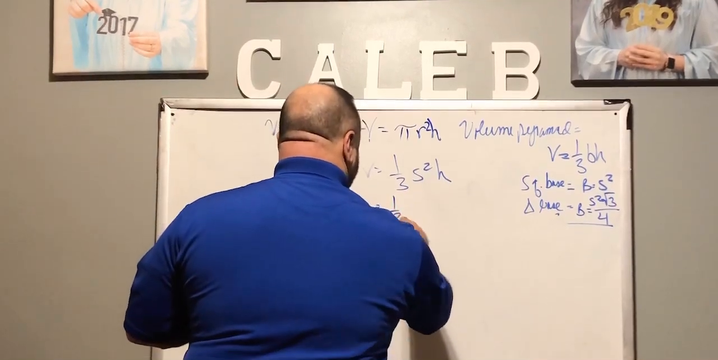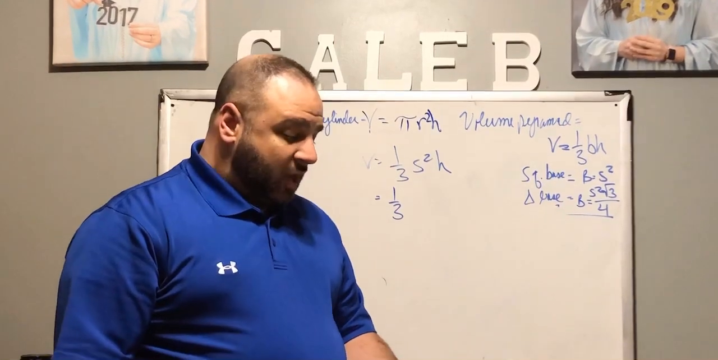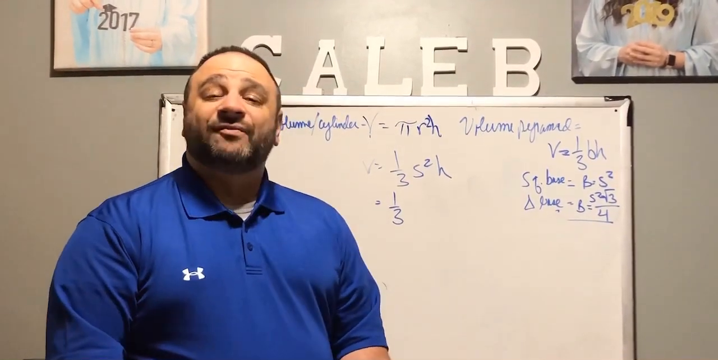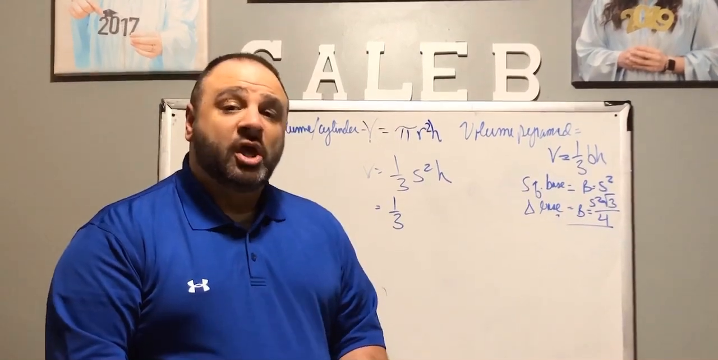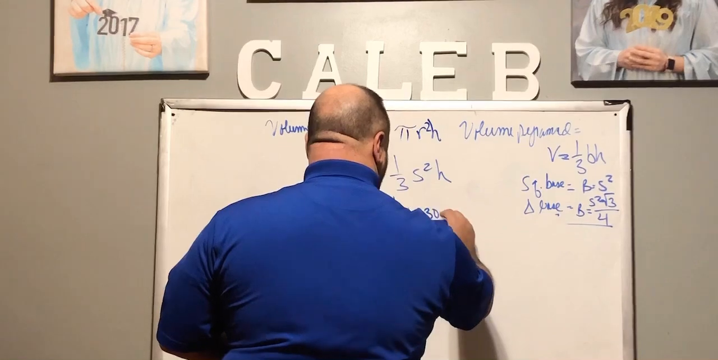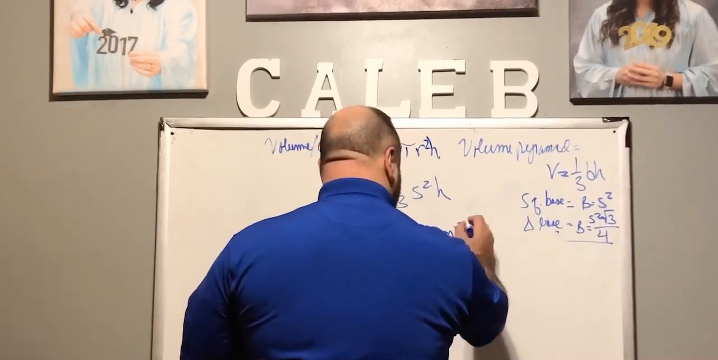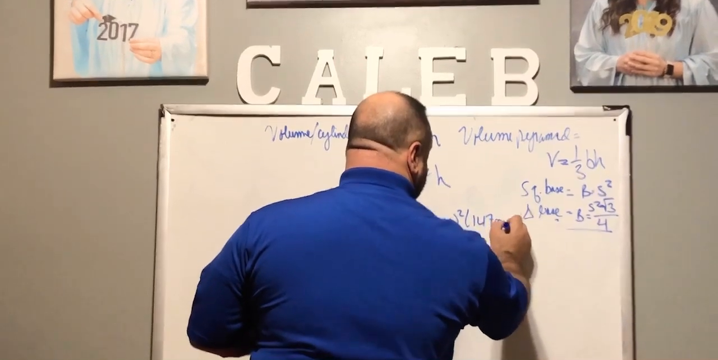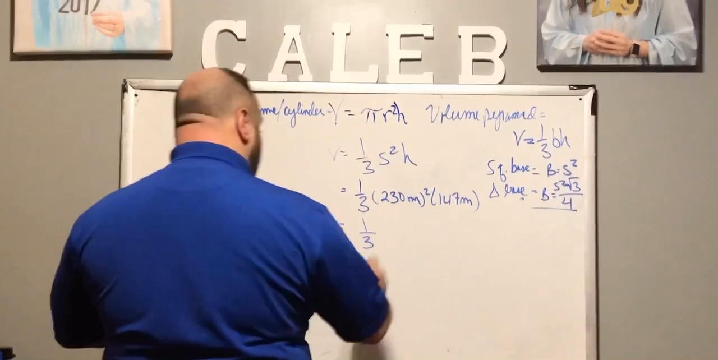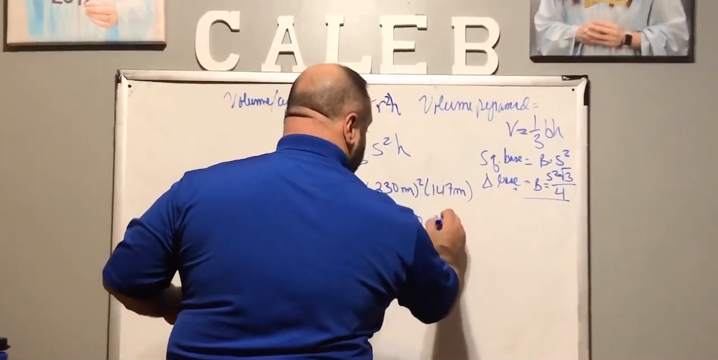So 1/3. Now, what is the length of the side? Let's read that together. We see that it is 147 meters tall with a base edge of 230 meters long. So the side would be 230 meters squared, and then times the height, which would be 147 meters. So 230 squared would be 52,900 meters squared.